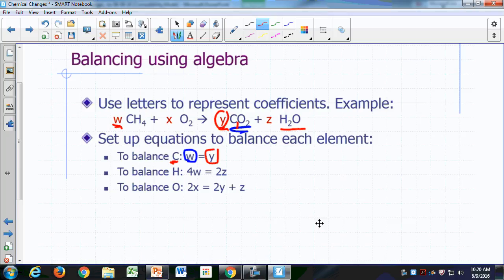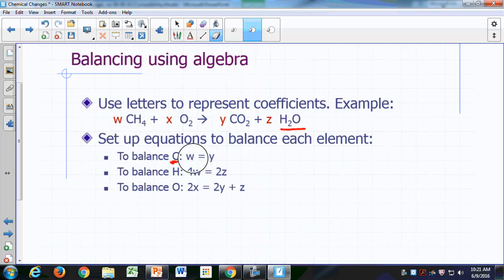Basically, what is this saying? If this was a 1, then this must be a 1. If this is a 2, this must be a 2. Okay? W and Y must be the same. All right. Now, if W is a 3, then Y must also be a 3. So that's how you balance carbon. And then you can do the same thing for hydrogen.